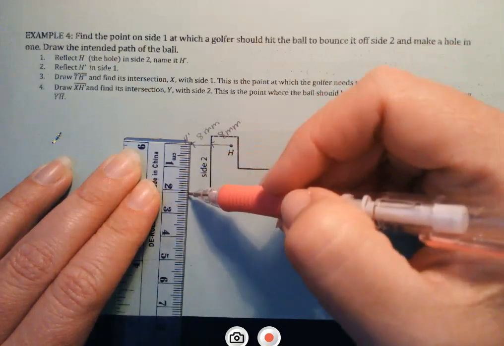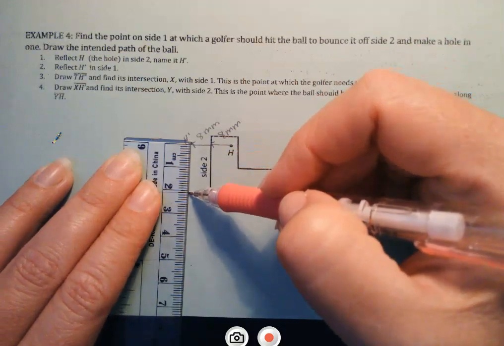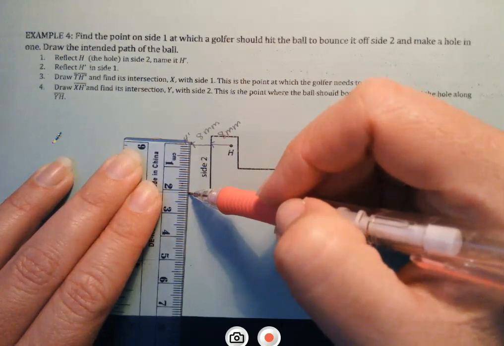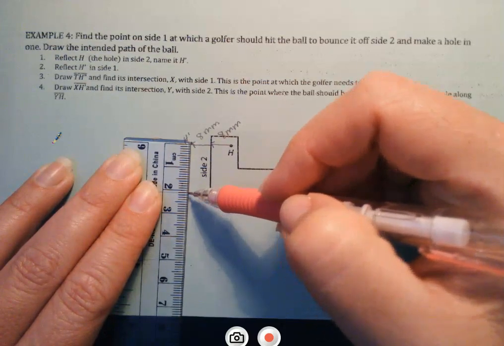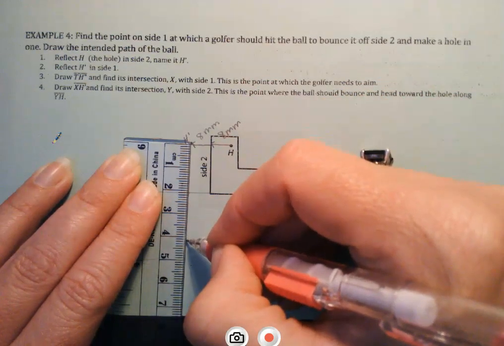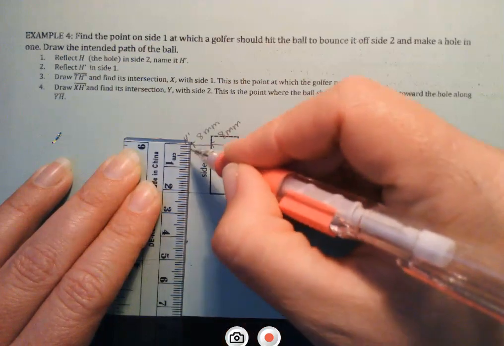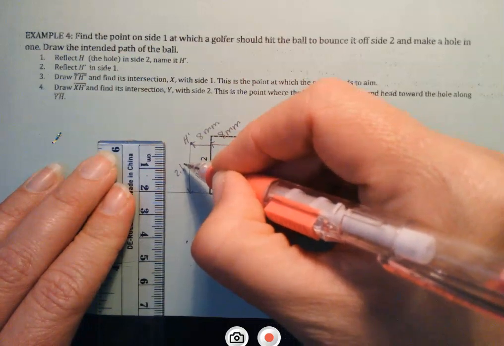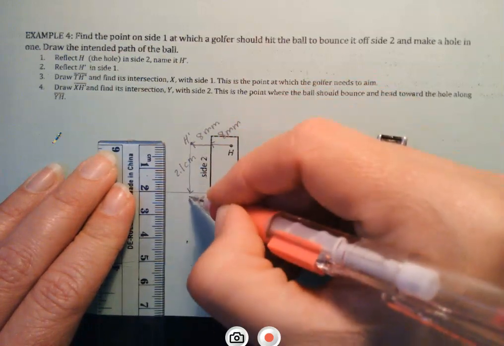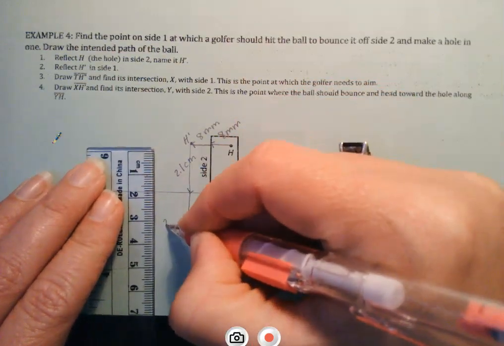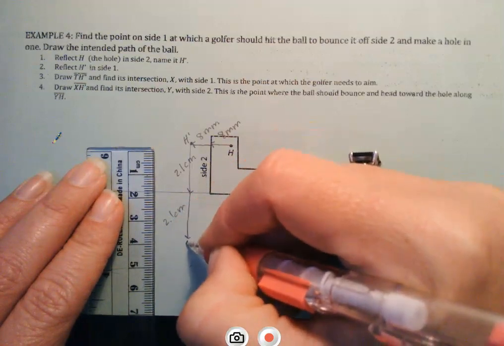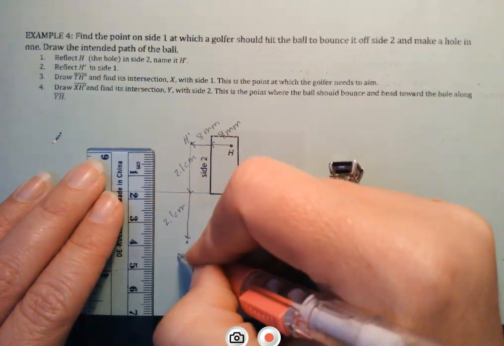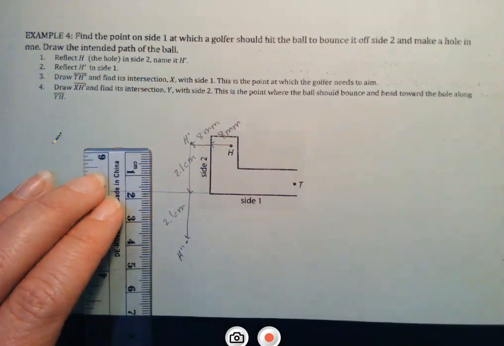So you can move it down, or from here you could say, well, what's 2.1 plus 2.1? So you could go down to 4.2 and make your mark. Either way, because this is 2.1. So this was centimeters, and we went down another 2.1. Okay, so this is H prime prime.